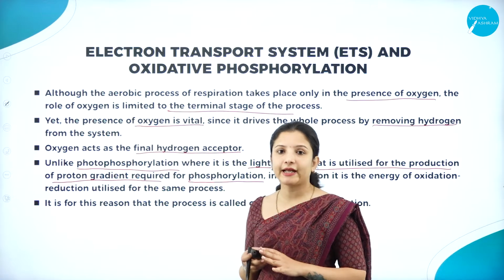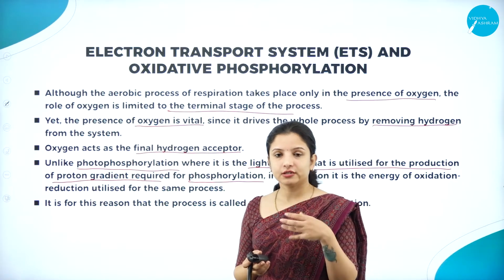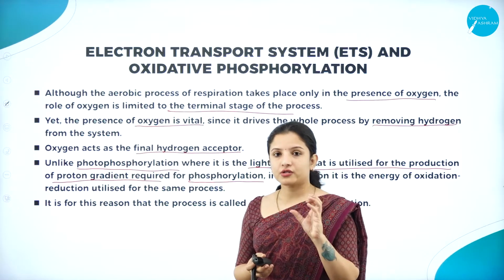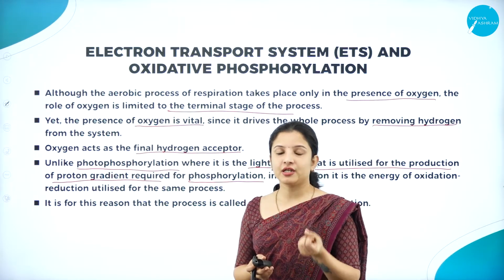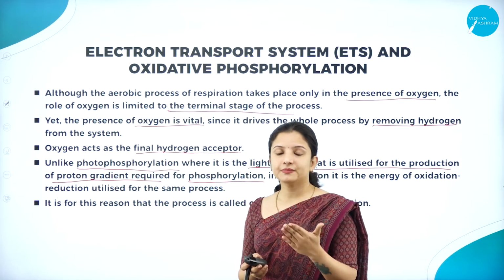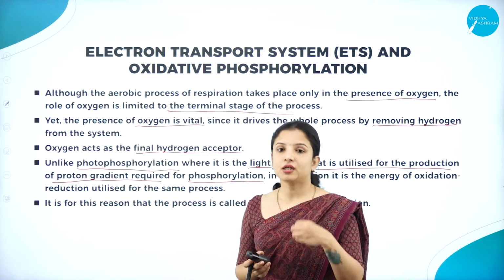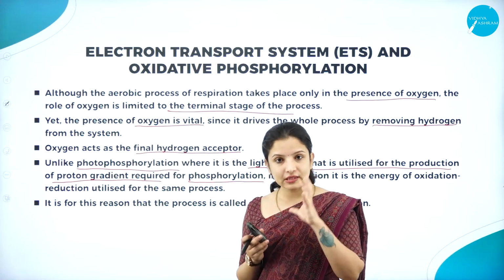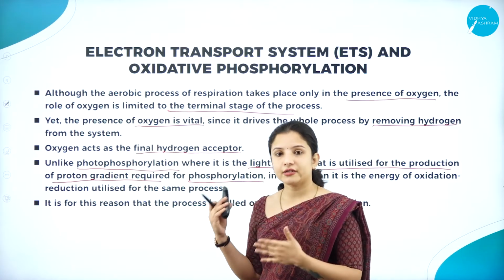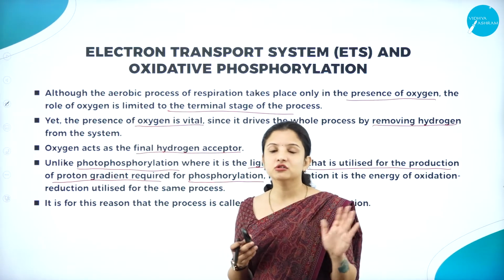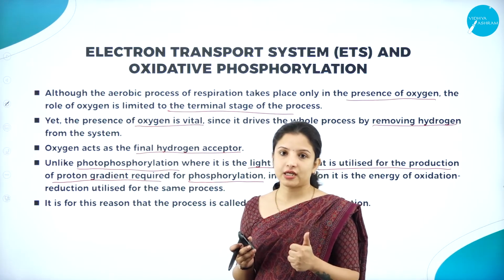In the previous slide we studied that during photosynthesis, the chloroplasts make use of sunlight energy, and this helps in the addition of a phosphate group to ADP, resulting in phosphorylation. Because light is involved there, it is called photophosphorylation. But in the electron transport system, light is not involved. So when light is not involved, how will phosphorylation occur?